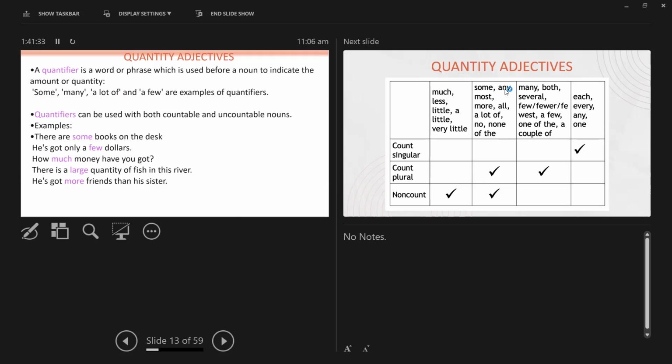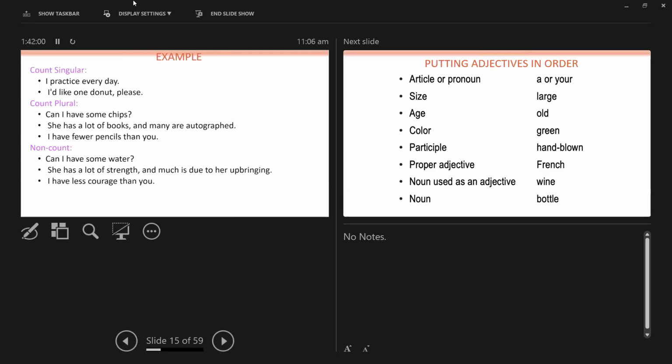Okay. Okay? Do you have any questions? So I know it's confusing to use these quantity adjectives, but you need to master it. Because little mistakes can add up to your point deductions. Okay?